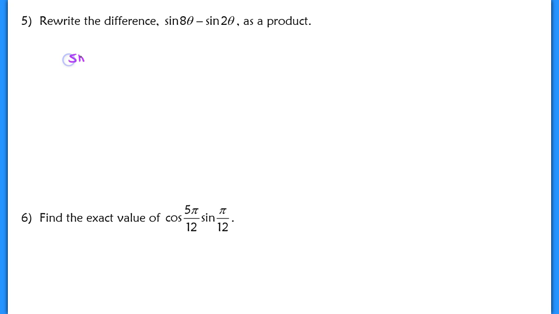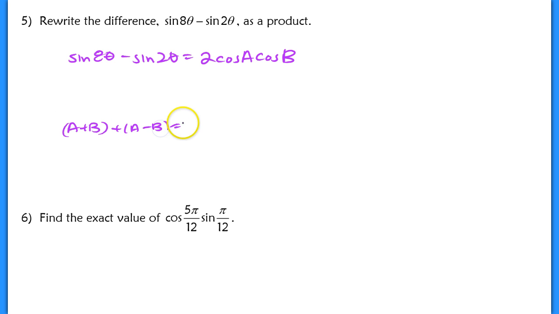So the sine of 8 theta minus the sine of 2 theta should be written as 2 times the cosine of A times the sine of B. Now again, we need to figure out what A and B are. Take note, A plus B plus A minus B equals 2A. Don't think 8 theta plus 2 theta plus 8 theta minus 2 theta and try to solve for A, because you're going to get that value, 8 theta. That's not what you're supposed to do here, okay?